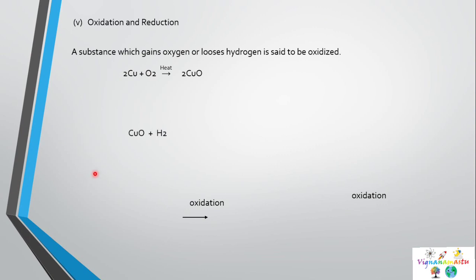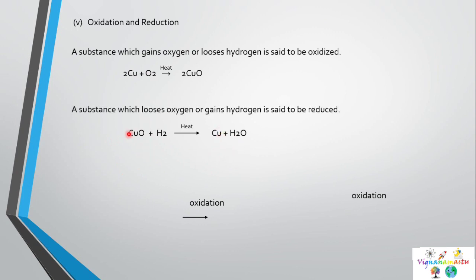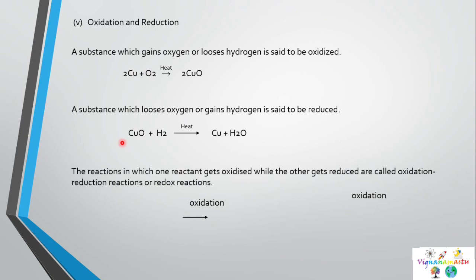Let us look at another reaction. Here copper oxide reacts with hydrogen under heat to give copper and water. Here what do you see? Copper oxide lost oxygen. So this is reduction. It got reduced. A substance which loses oxygen or gains hydrogen is said to be reduced. In any reaction, one substance gets reduced and the other substance gets oxidized. Such reactions are called oxidation reduction reactions.